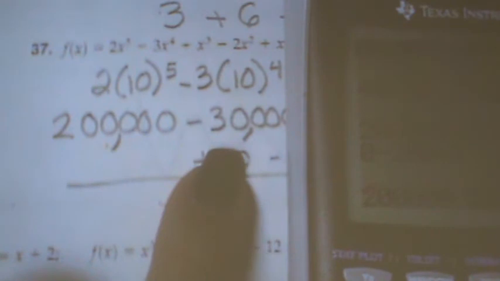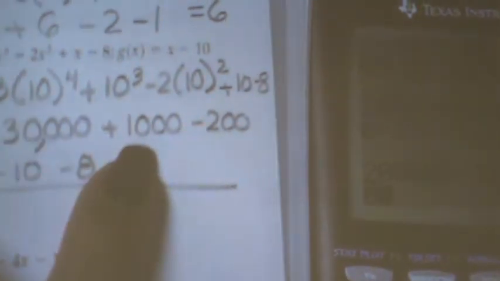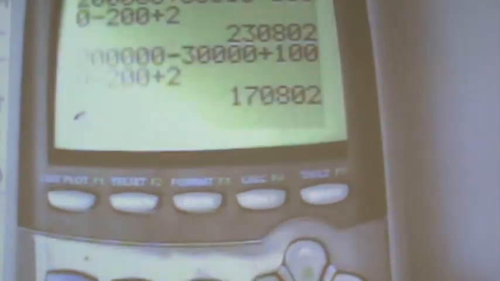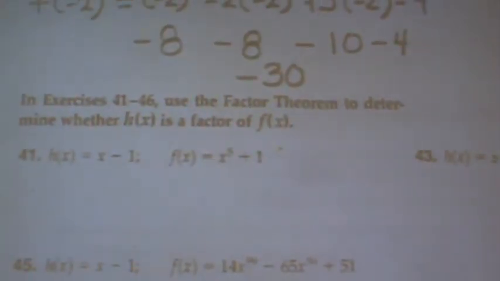Minus 30,000, plus 1,000, minus 200. Now is it right? Yeah. 170,802. What's that number? The remainder. Now, 41, 43, and 45 are the same question, but it's just asked differently.